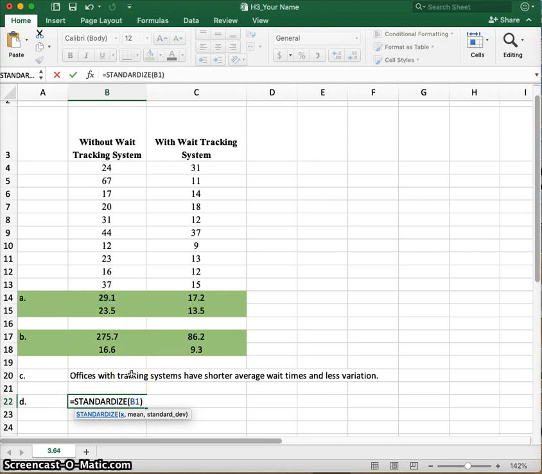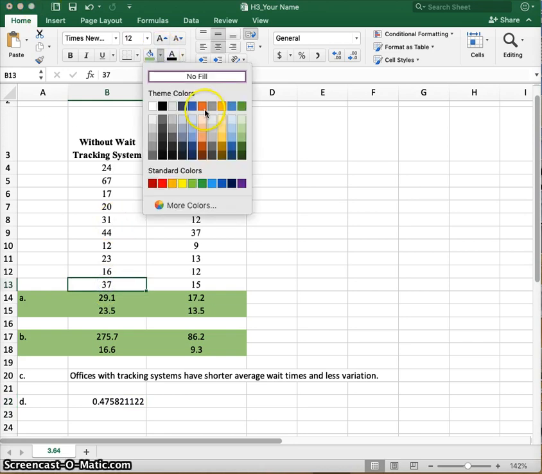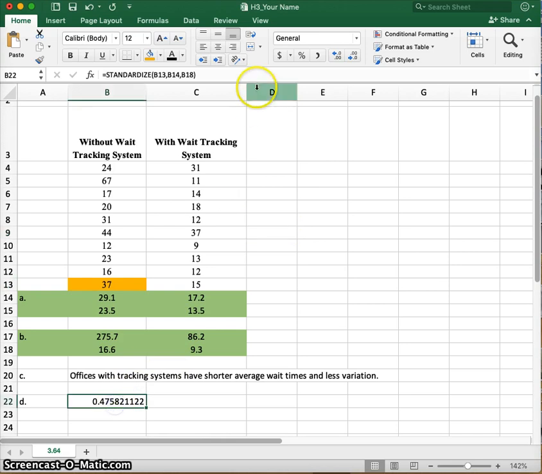Oops, I'm sorry. So first I have to do X, then comma, then mean, then comma, and then standard deviation. Enter. So the z-score of this item here, what this means is that 37 is 0.476 standard deviations from the mean. So it's higher than the mean score. You can see it's higher than 29.1. If we did this one, it would be a negative number, which means it's a negative standard deviation from the mean.